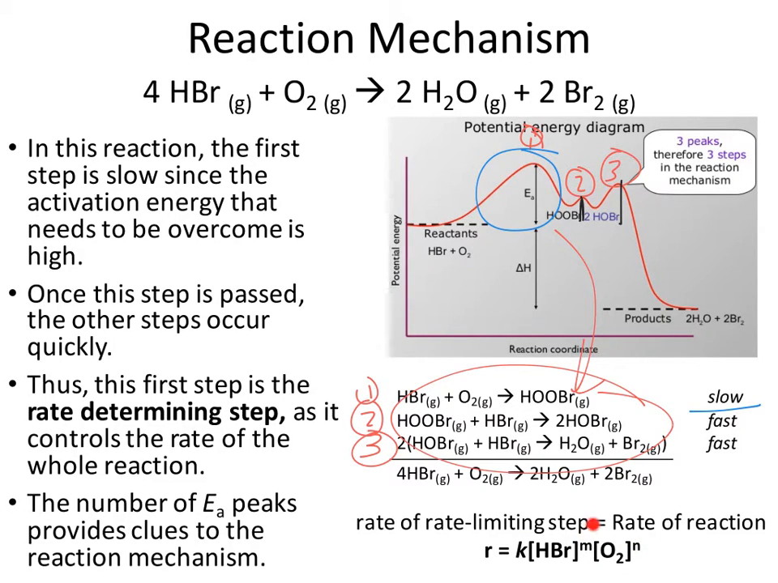Now, because the rate limiting step determines the rate of the entire reaction, this is also the rate of the reaction. Once this HOOBr is produced, it's going to be quickly used to turn into 2HOBr, and once these are being used, quickly it's going to be converted into 2 moles of H2O and 2 moles of Br2.